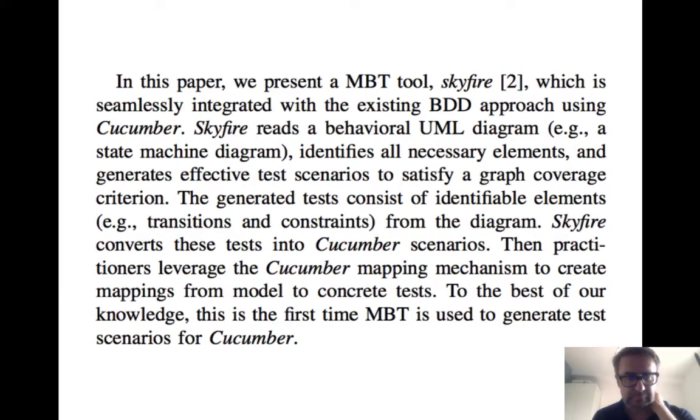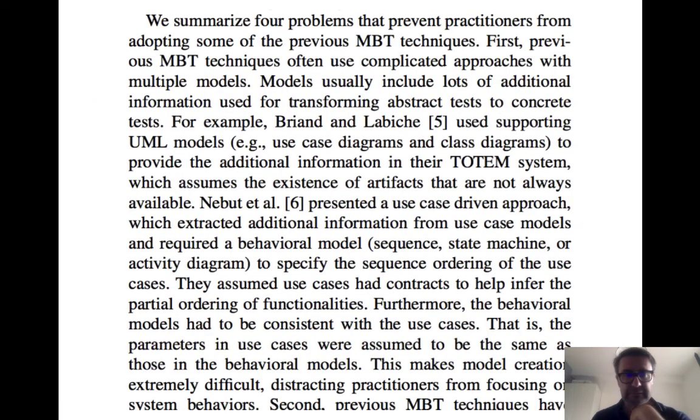It reads, yeah, we already said this. The generated test consists of identifiable elements, transitions and constraints from the diagram, right? And it converts these tests into cucumber scenarios. The practitioners leverage the mapping mechanism of cucumber, so existing ways of expressing that mapping from high-level test steps to the test code, to create the mapping from model to concrete test. To the best of our knowledge, this is the first time MBT is used to generate test scenarios for cucumbers. So it's an interesting technique here, right?